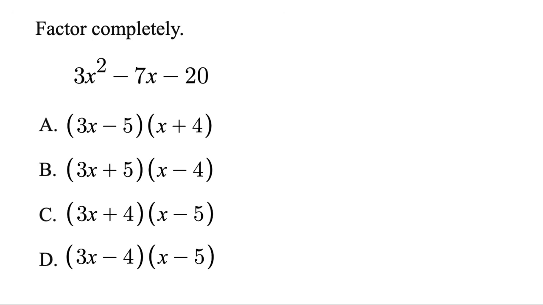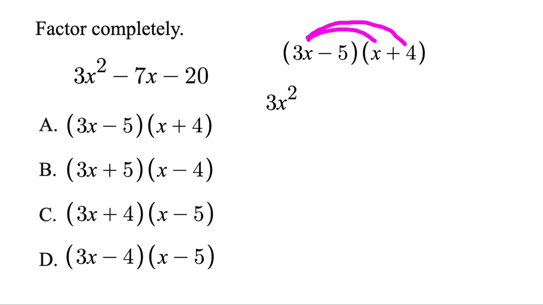Okay, instead of learning a whole new technique, in order to factor on the GED, you could just use the answers and FOIL them out. And we just want to find out which one becomes the same thing as this. So let's take A, and let's go ahead and FOIL it. 3x times x, that'll be 3x squared. Then the outer ones, 3x times 4, plus 12x. Negative 5 times x, negative 5x. And negative 5 times 4, negative 20.